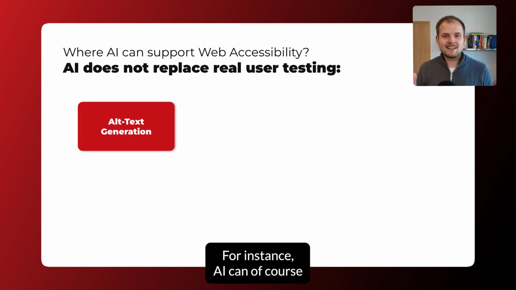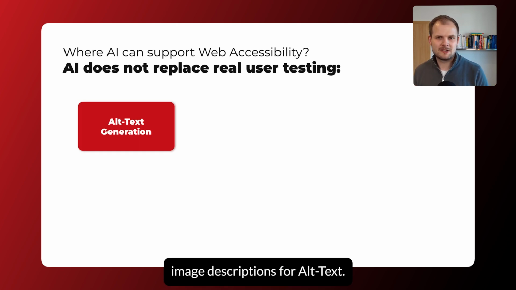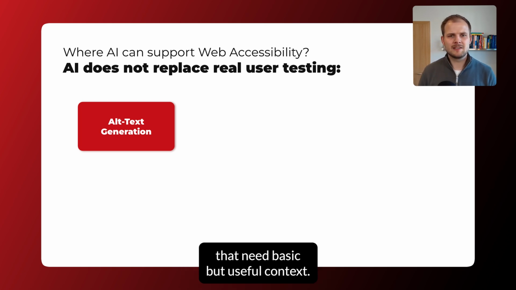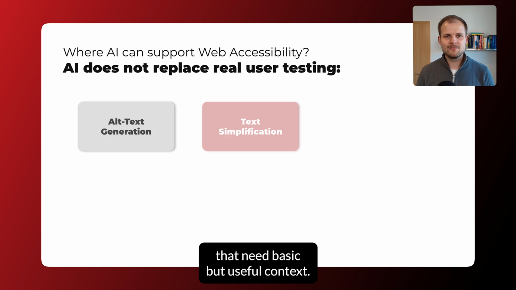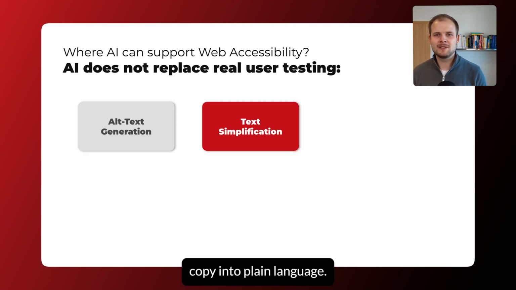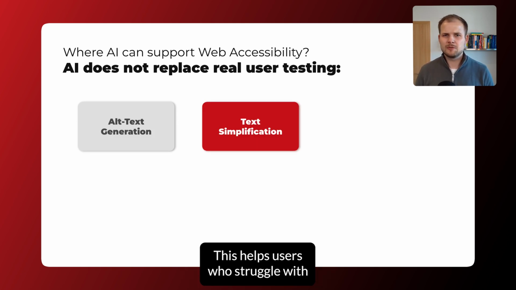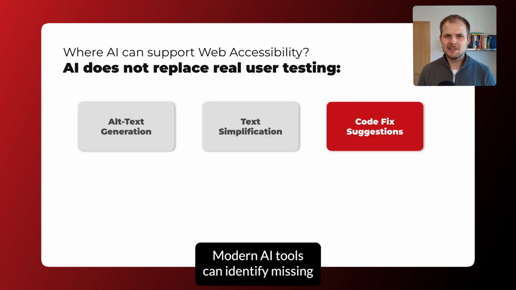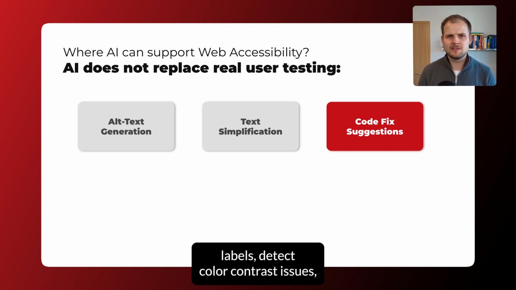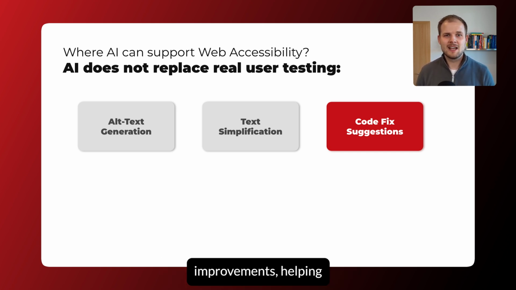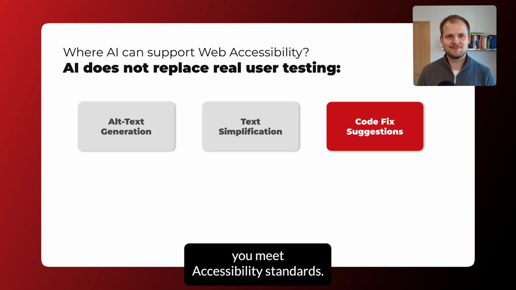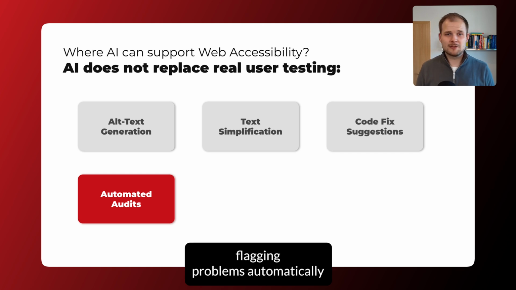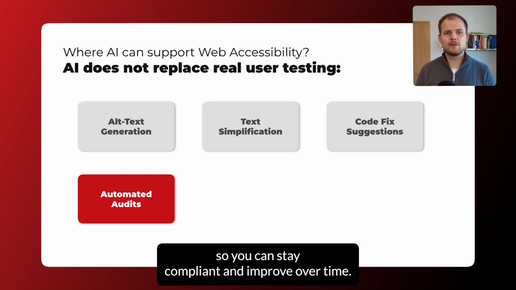For instance, AI can of course automatically generate image descriptions for all text. It's especially helpful when you have a large number of visuals that need basic but useful context. AI tools can also rewrite complex copy into plain language. This helps users who struggle with reading or understanding complex content. Modern AI tools can identify missing labels, detect color contrast issues, and recommend semantic HTML improvements, helping you meet accessibility standards. Of course, you can use AI to set up routine scans of your site, flagging problems automatically so you can stay compliant and improve over time.